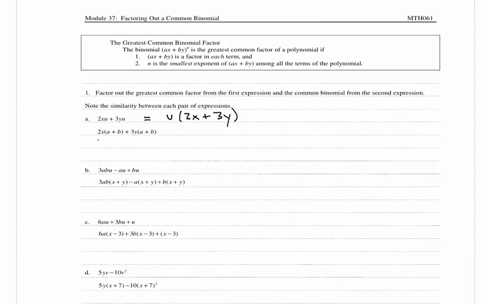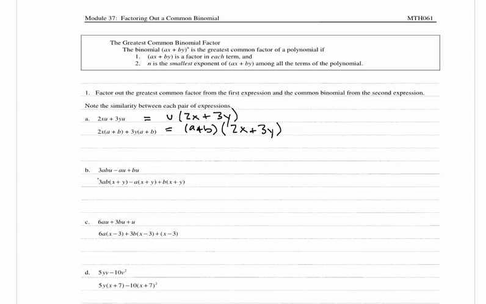And in our second expression in A, we have 2x times (a + b) plus 3y times (a + b). And our common binomial is going to be a + b, and we're going to be left with 2x + 3y. So you can see the similarity between these two expressions as our 2x + 3y factor is the same, and u was replaced by a + b.